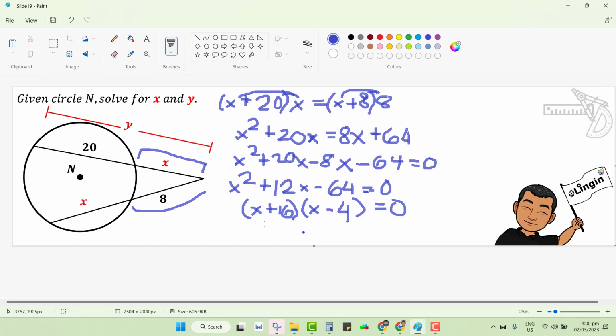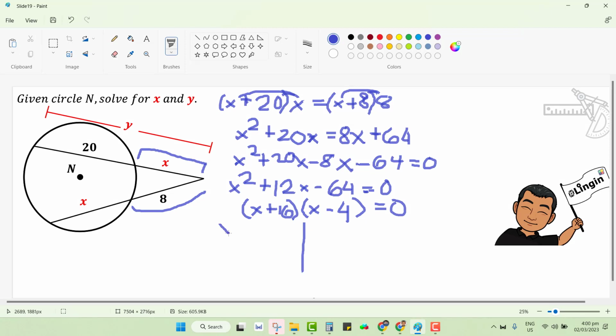Let's check by using the FOIL method. X times x is x squared. X times negative 4 is negative 4x. 16 times x is 16x. Minus 4x is 12x. That's correct. 16 times negative 4 is negative 64.